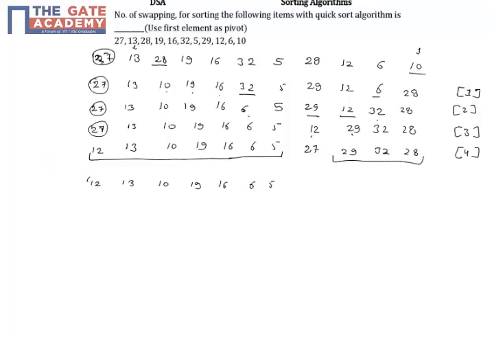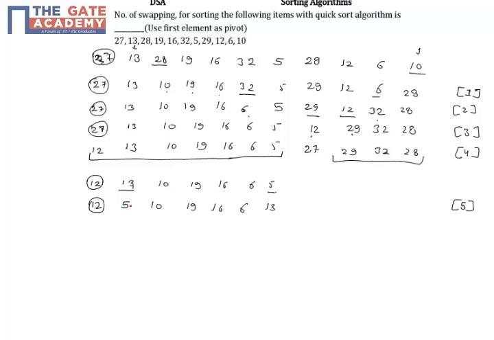In this particular list I am taking 12 as my pivot element. Again I'll start i from 13, j from 5. 13 I have got, that is greater than 12, and 5 I have got, that is less than 12. 5 and 13 will be swapped and the remaining list is the same. And the number of swaps I have written is equal to 5.